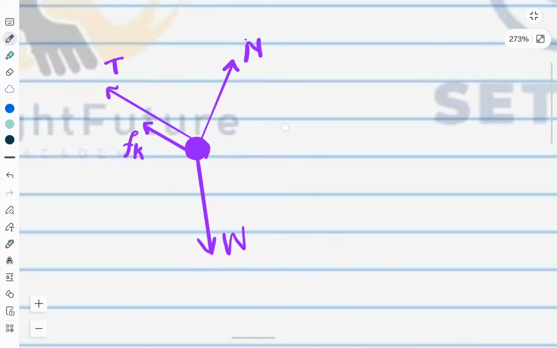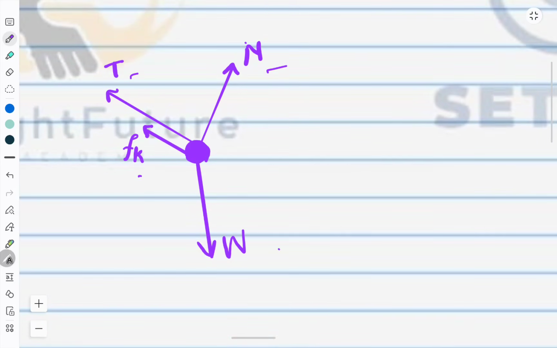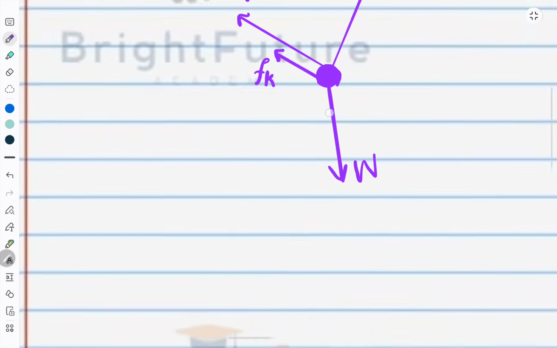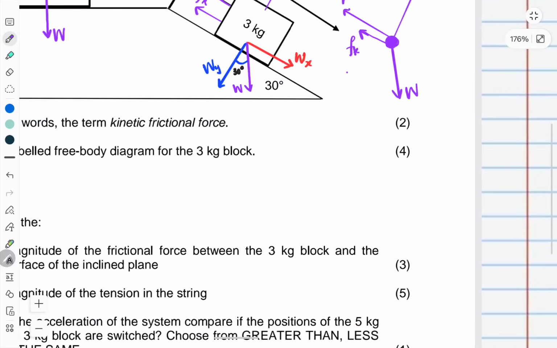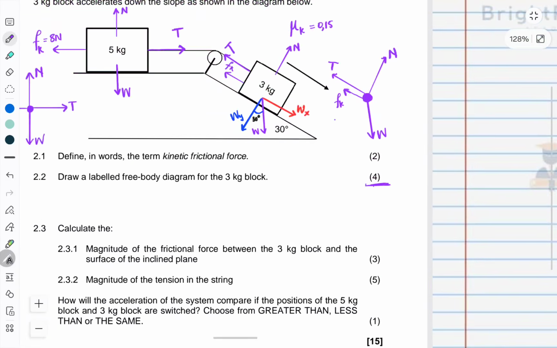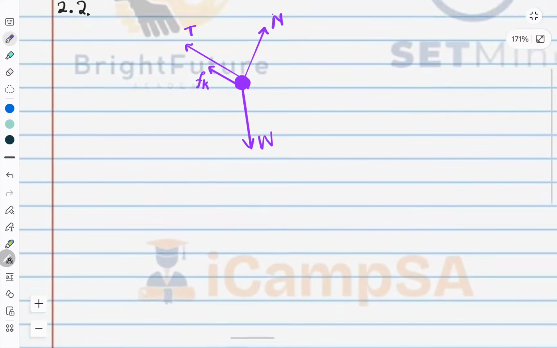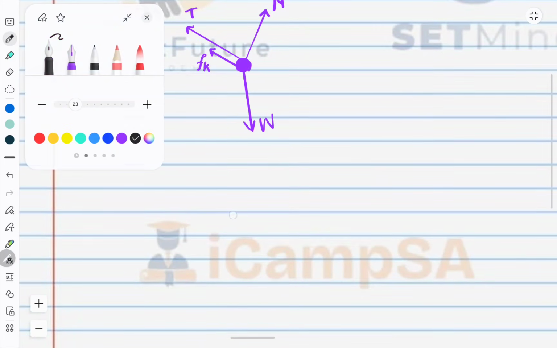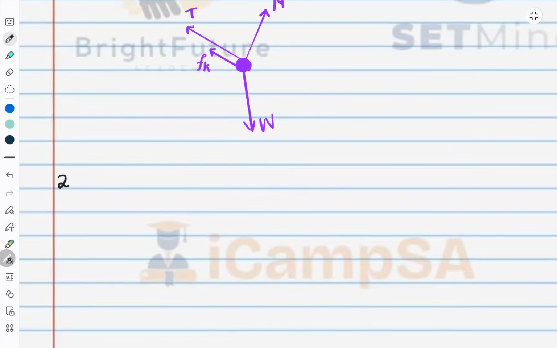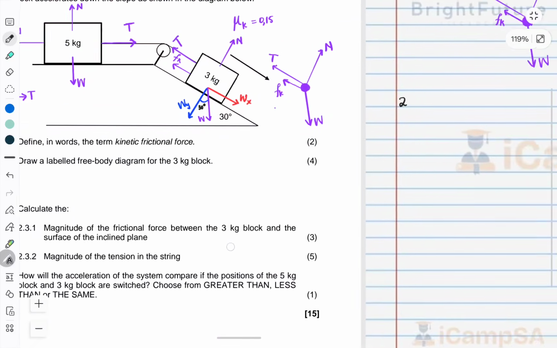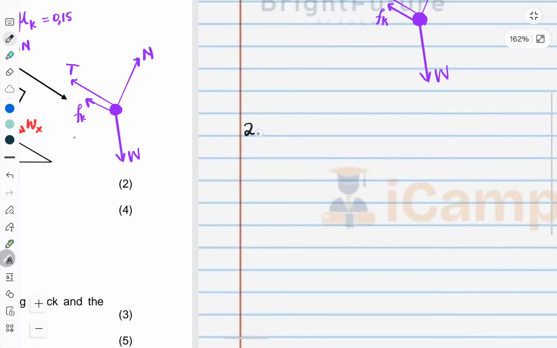The number of forces here, 1, 2, 3, 4, will be equal to the number of marks that this is worth. Let's go check. If you check, yes, it equals 4 marks. It means your free body diagram must have 4 forces. If you have 3, just know that there's one missing, because the mark allocation is clearly telling you that it must be 4. Okay, so that's how it works with free body diagrams. We've already explained how we did that one.